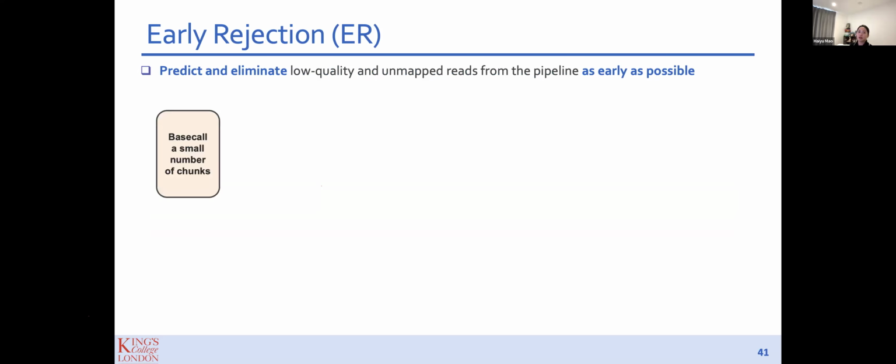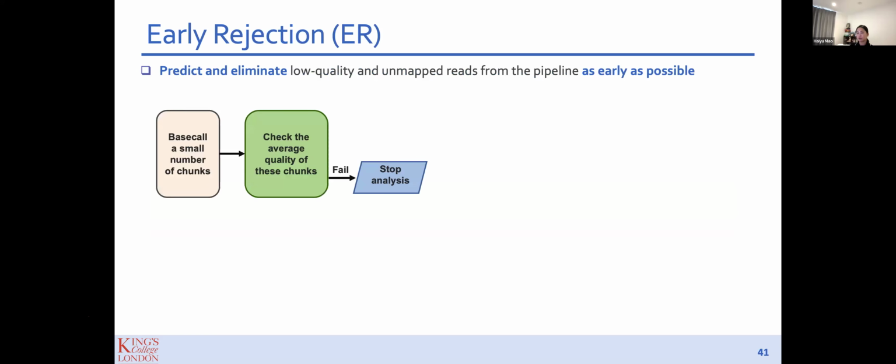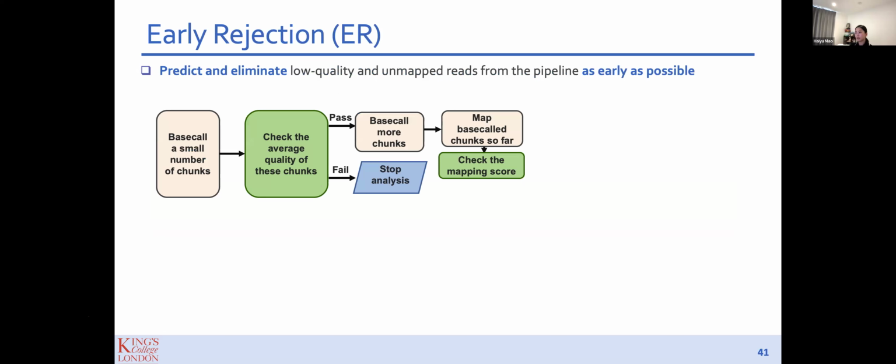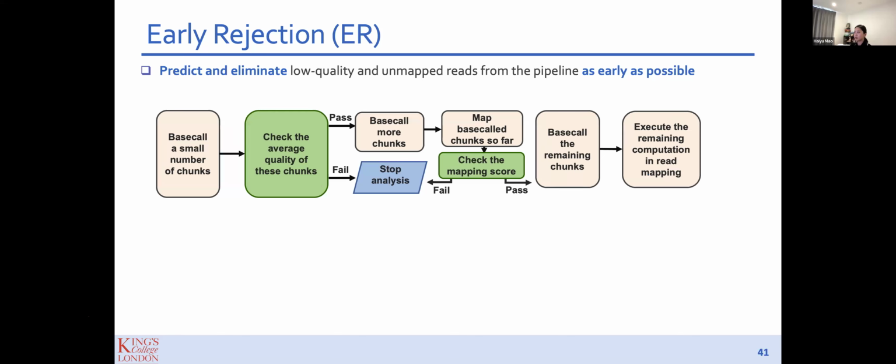So here are the steps of early rejection. First, we base call a small number of trunks and check the average quality of the trunks. If it fails, then we stop analysis. If it passes, then we base call more trunks and map the base-called trunks so far, and check the mapping score. If it fails, then we stop analysis. If it passes, then we base call all of the remaining trunks and execute the remaining computation in the read mapping.